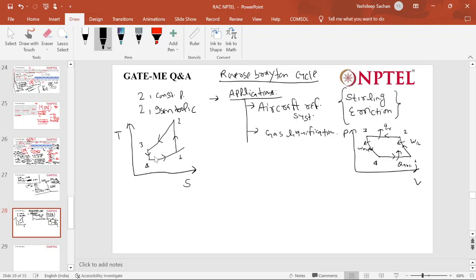Sir, what is the W input and W output? Here you are giving some work to the compressor, and here you are getting some work from the turbine. Okay, because here it is air. In VCRS and here, this is the major difference. In VCRS, what do you use for the expansion? Throttle valve. Throttling valve, right?